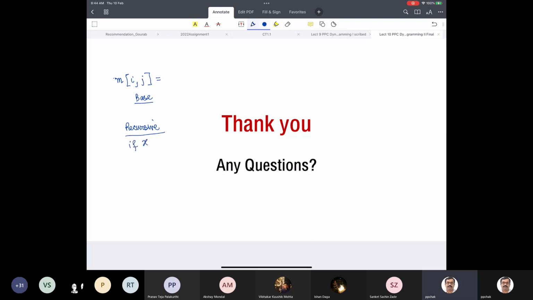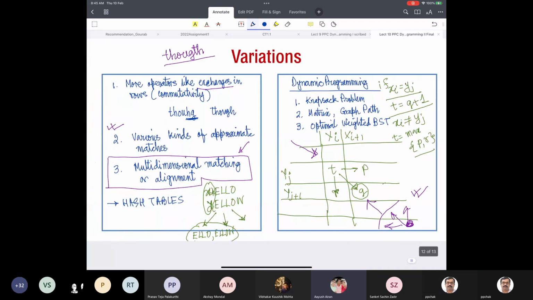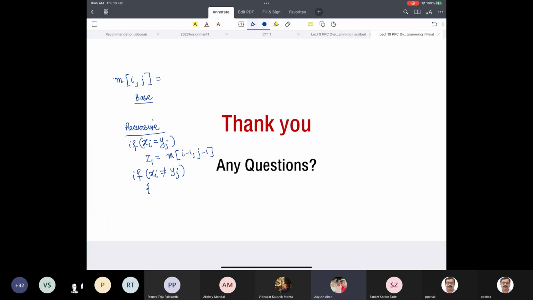If xi equal to yj, then M(i minus 1, j minus 1). If xi is not equal to yj, then we can take the minimum of two states, 1 plus M(i minus 1, j minus 1), comma M(i minus 1, j minus 1). Very good. So I'll write Z2 is M(i minus 1, j minus 1) plus 1, and Z3 is M.